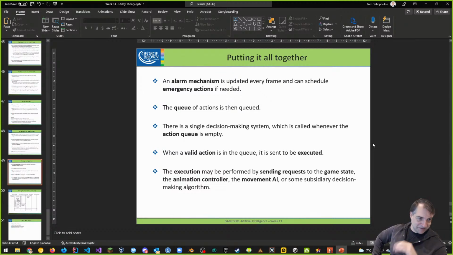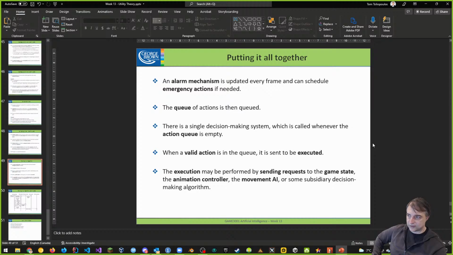So let's put it all together, finally, after all this kind of stuff, right? We have some kind of alarm mechanism, which is updated every frame and can schedule emergency actions if needed. I have some kind of action queue, okay, where I can queue up actions to be played in sequence or parallel. It's up to me how I want to do that, right? And there's some kind of single decision-making system, which is called whenever the action queue is empty, right? And when a valid action is in the queue, it is sent to be executed.